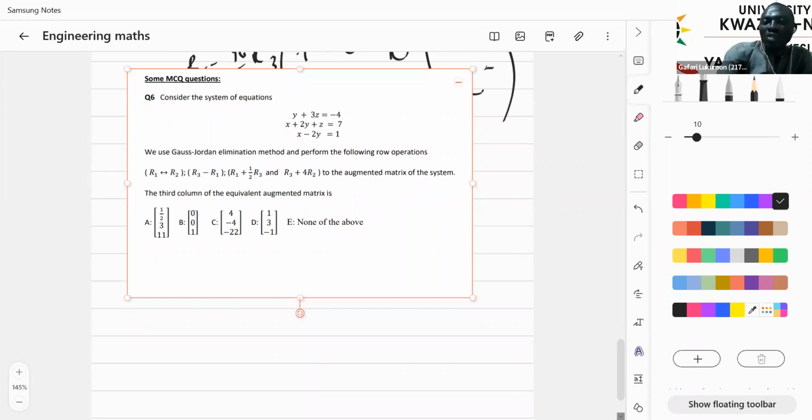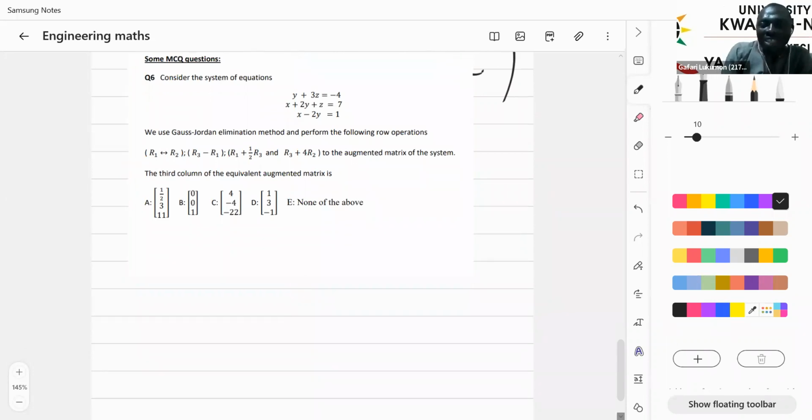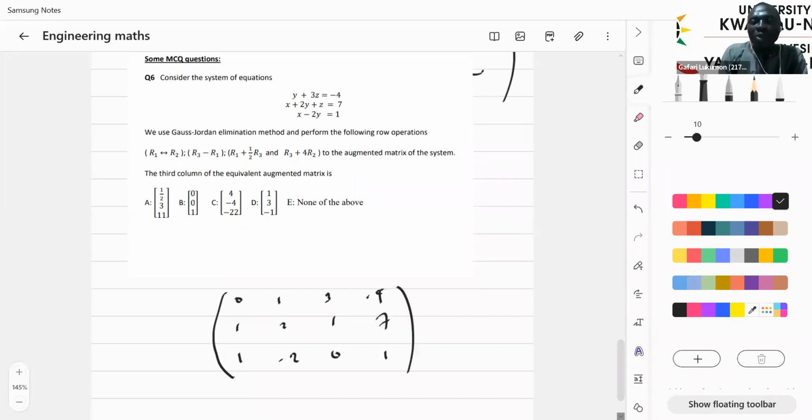What you have to do is rewrite the augmented matrix. You don't have the coefficient of s here, so this is going to be 0. This is 1. This is 3. This is -4. This is 1. This is 2. This is 1. This is 7. This is 1. Since we have y, but not z, this is going to be 0, and this is going to be 1. I hope you understand now.